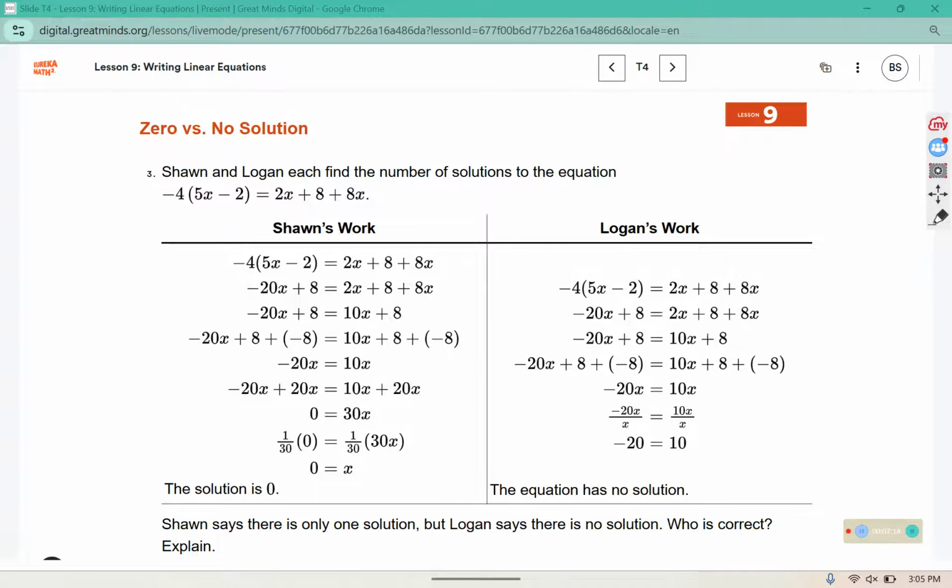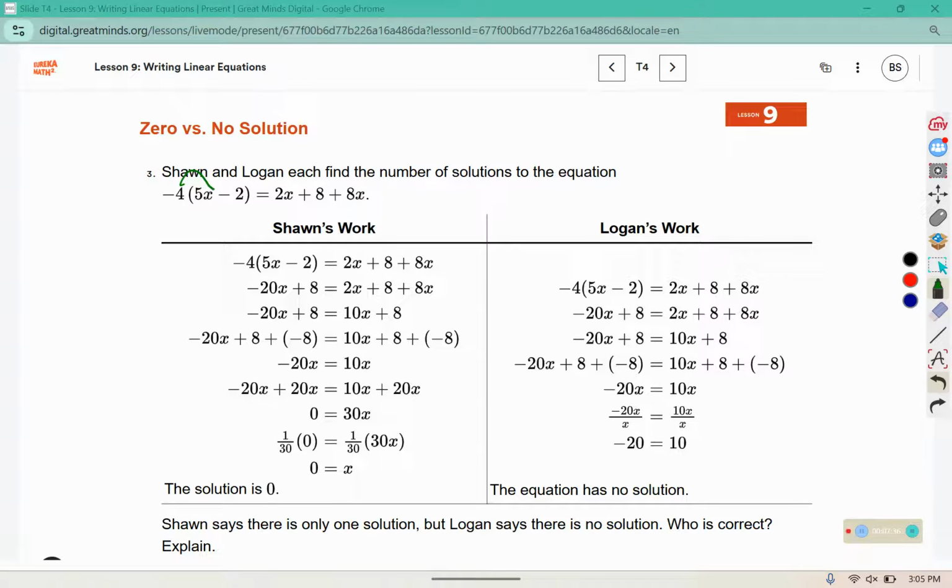Sean and Logan each find the number of solutions to the equation. Sean's work is shown on the left and Logan's work is shown on the right. Sean says there is only one solution, but Logan says there is no solution. Who is correct? Well, let's check their work as we go.